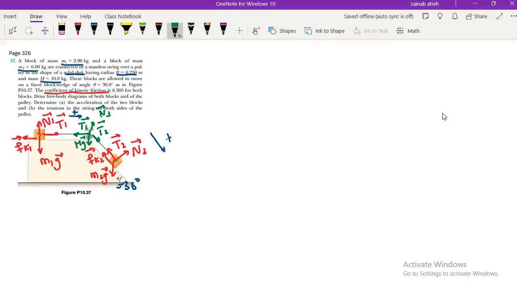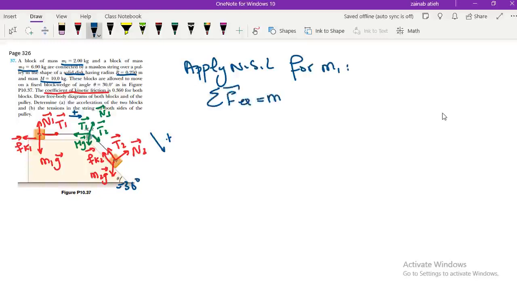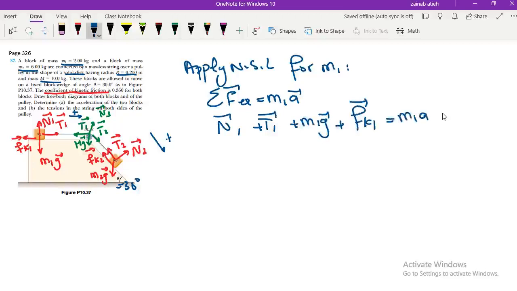I will start first with applying Newton's second law for M1. Since M1 is doing translation, I will apply Newton's second law for M1. What are the forces acting on M1? Sum of F external on M1 equals M1A. So I have, as we said, N1 plus T1, I have M1G, I have the kinetic friction. These are equal to M1A.